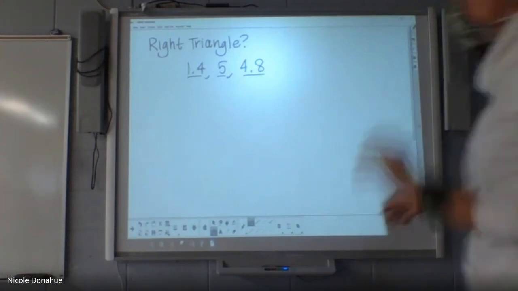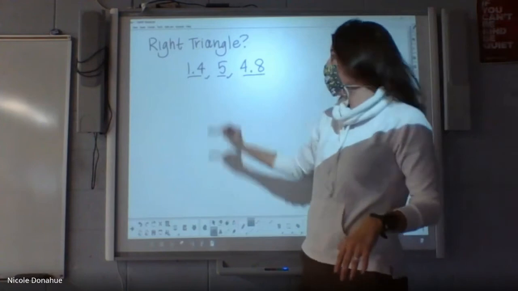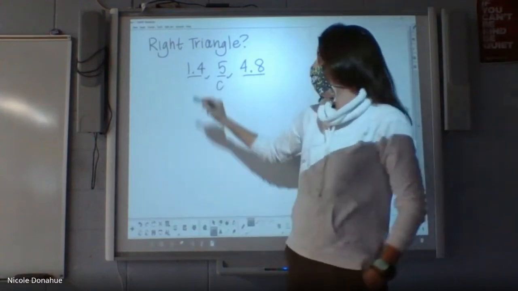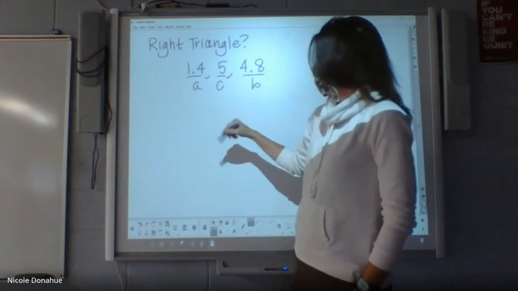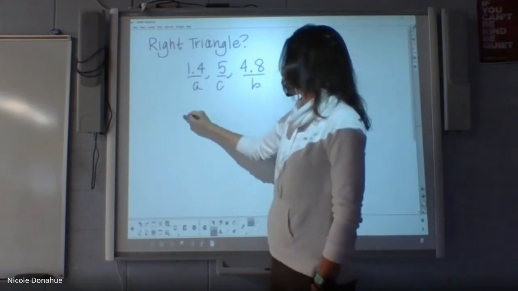All right. So, the biggest thing, you guys, is that C has to be our 5. And then this is A, this is B. Sorry for the confusion with the 1. And it was the first one, so I suppose that made sense.